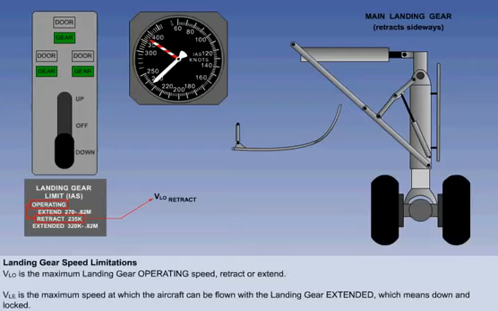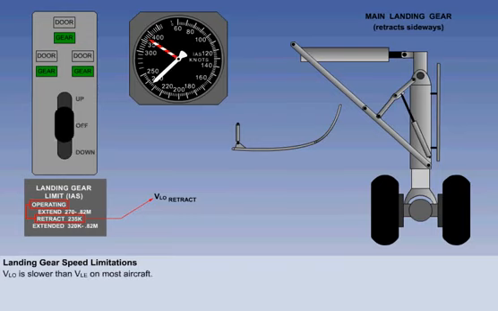There are usually two maximum landing gear speeds: VLO, the maximum operating speed, either retract or extend, and VLE, the maximum speed at which the aircraft can be flown with the gear extended, which means down and locked. However, the example we will use to illustrate the maximum landing gear speeds has two operating speeds, a maximum speed for extension and a lower maximum speed for retraction. The illustration shows the landing gear limit speed placard, and that the maximum operating speed for retraction is 235 knots.